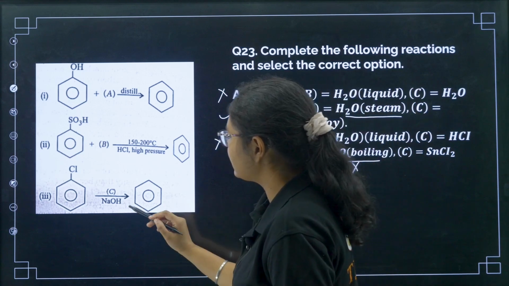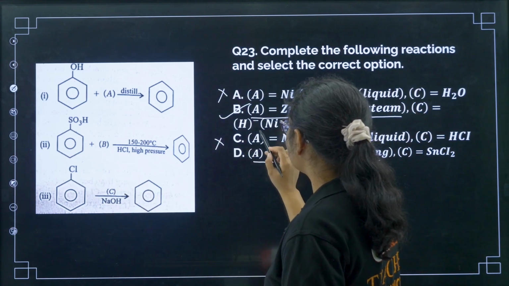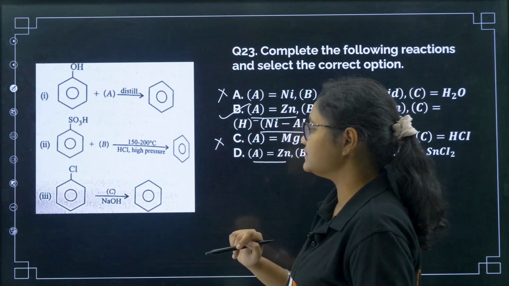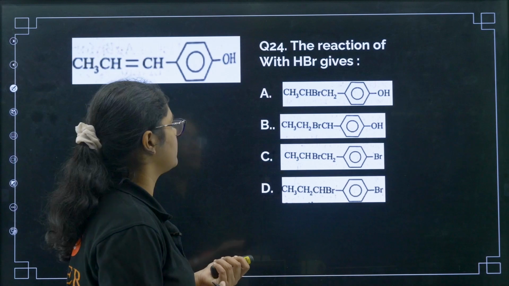Next, I will tell you the next one. If you take chlorobenzene and heat it with NaOH, and if you treat it with nickel alloy, you will get benzene again. Okay, so these are little tricky, little harder questions from Comet K.